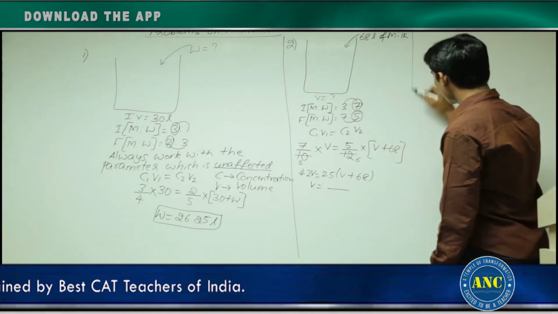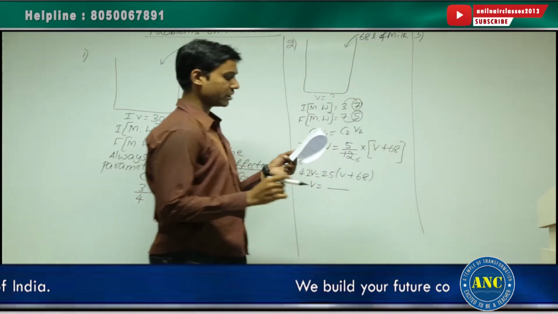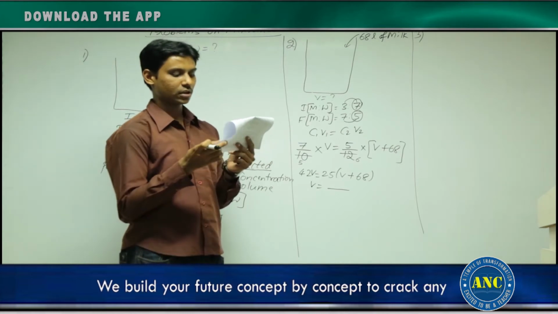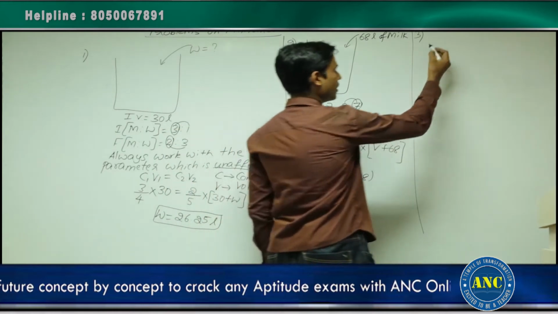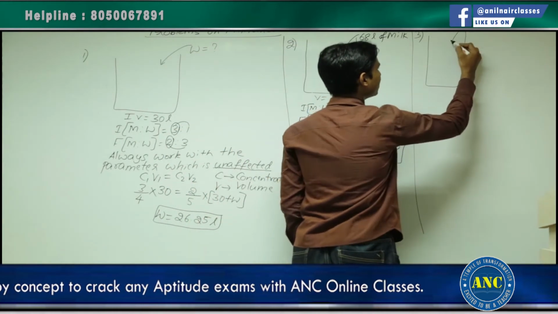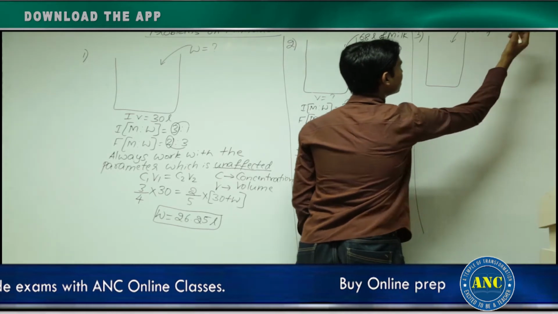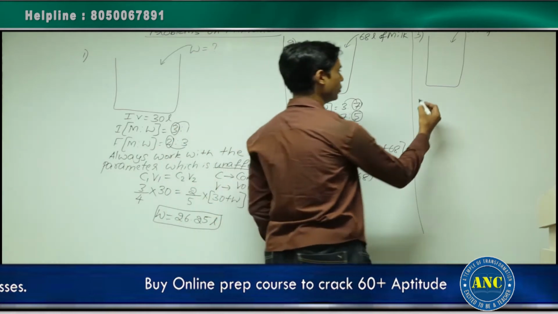Now see. Question number 3. Listen to this third question. 66 liters of water was added to 5:1 milk and water solution. There is a vessel. I am adding 66 liters of water was added to 5:1 milk and water solution.